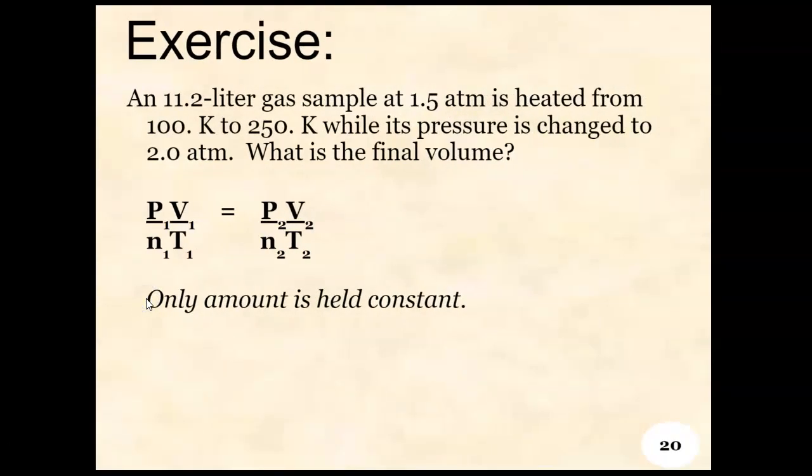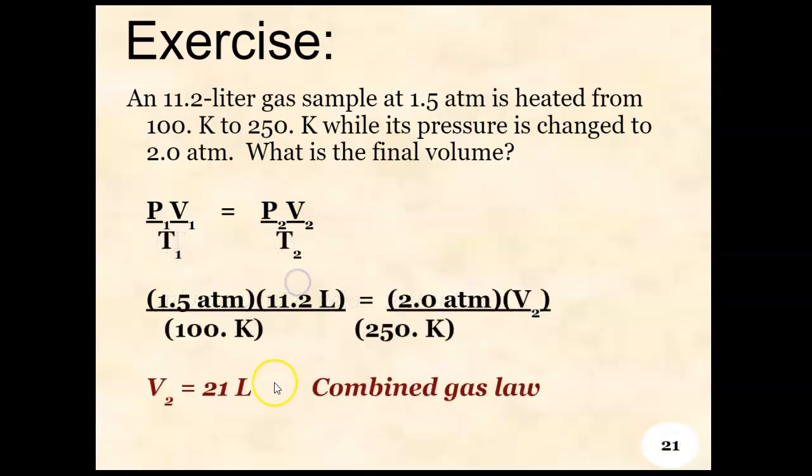All right, next one. An 11.2 liter gas sample at 1.5 atm is heated from 100 Kelvin to 250 Kelvin while its pressure is changed to 2 atm. What is the final volume? We don't see anything about the amount, so we're going to cross that out and just plug in all the numbers. One of the things we talked about in class is that you can multiply this, divide by that, times by this, and then divide by that, just going through it the algebraic way.